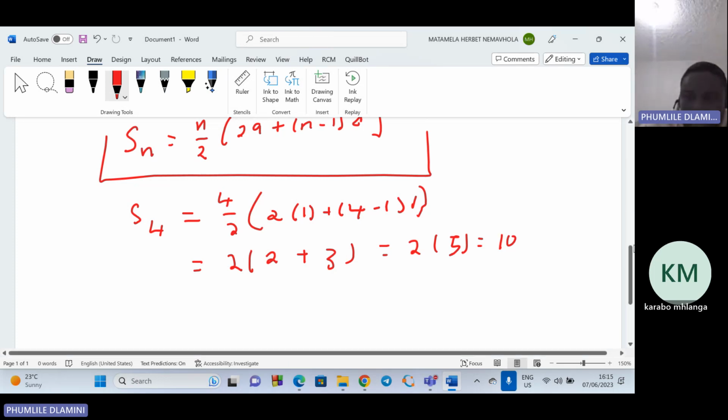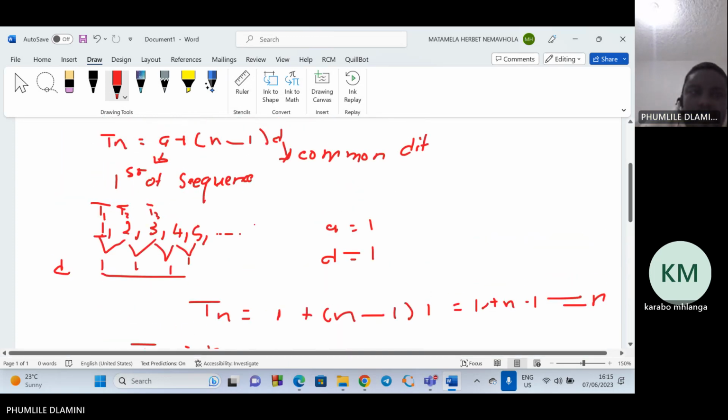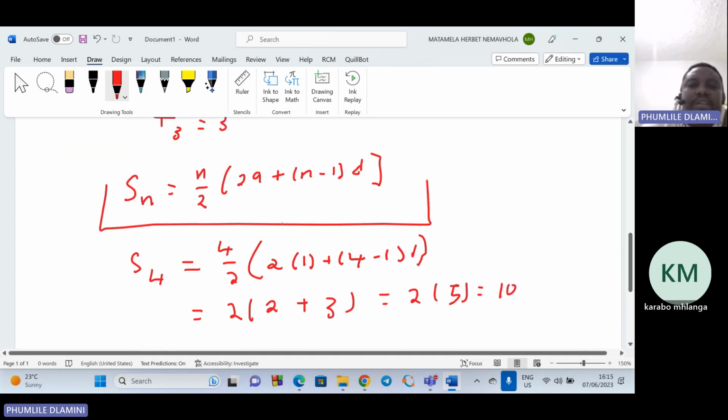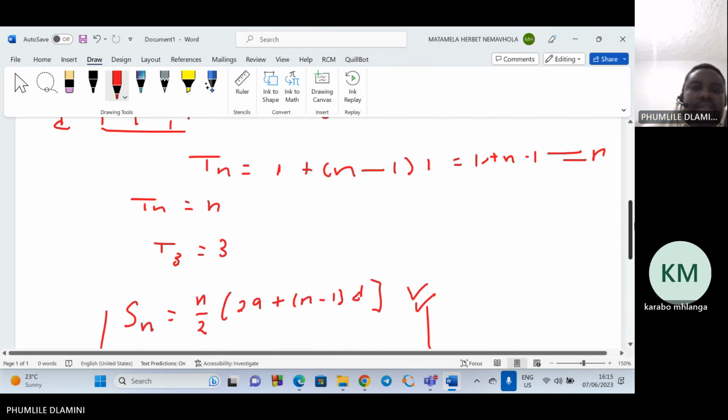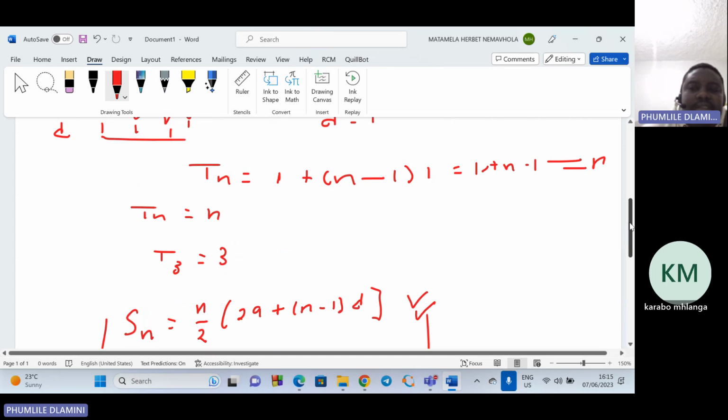And then if we add the first 4 terms in this sequence, you will see that 1 plus 2 is 3, plus 3 is 6, plus 4 is 10. So this is the formula you use to get the sum of an arithmetic sequence. Do you have any questions? No.